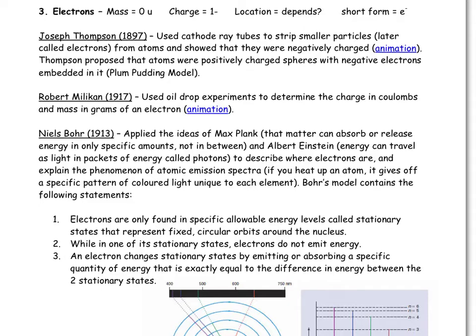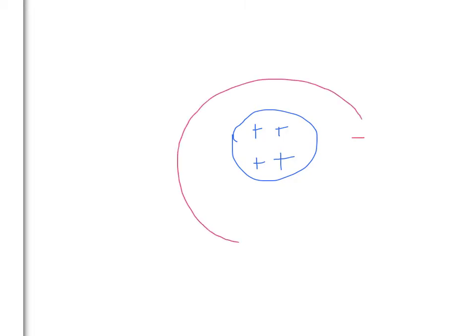Now let's go back and continue our discussion on electrons. So we left with the planetary model of the atom coming from Rutherford. So that was protons in the nucleus, hard, densely packed, and positive, and negative electrons that orbit around the nucleus like the planets go around the sun.